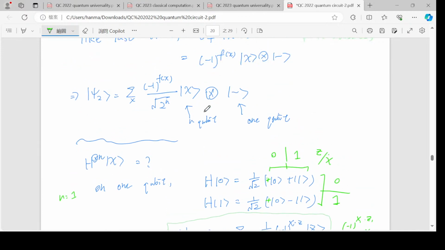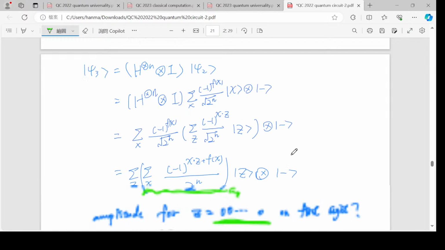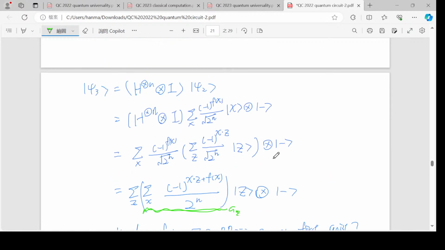So we have psi 2 equal to this thing, and we basically don't care about the output register. And then we apply Hadamard to the n on the first register, and we see what happens. So H to the n on the thing that we said before is minus 1 to the f of x, with the normalization, and the minus state. The minus state will stay the minus state, so let's focus on the first register and see what this is.